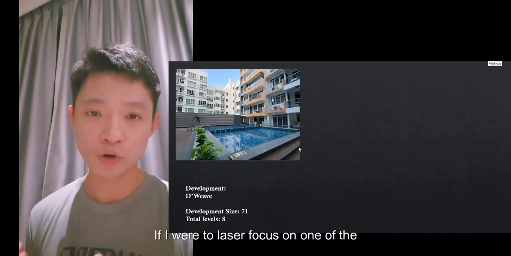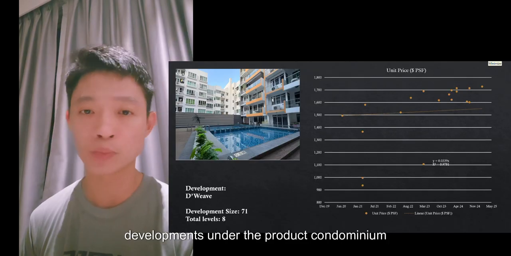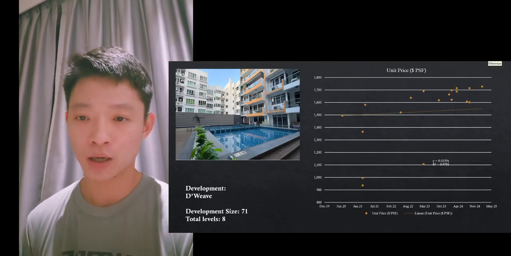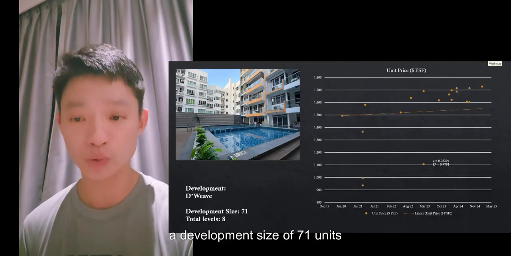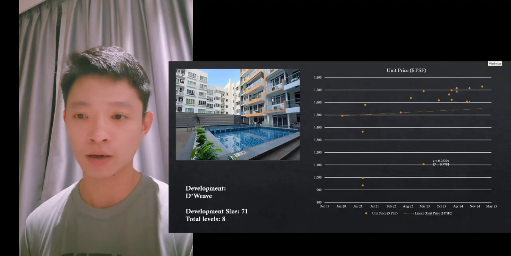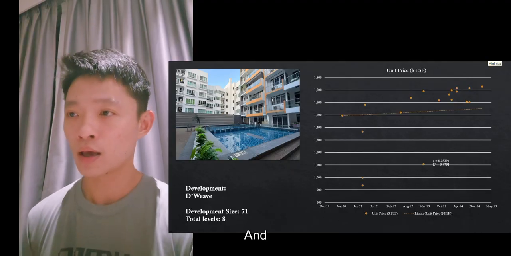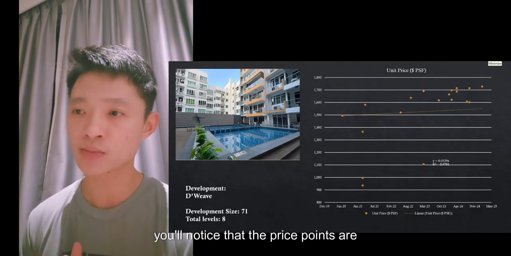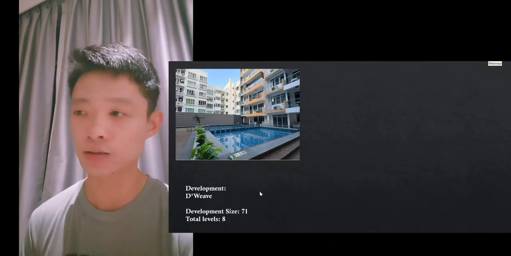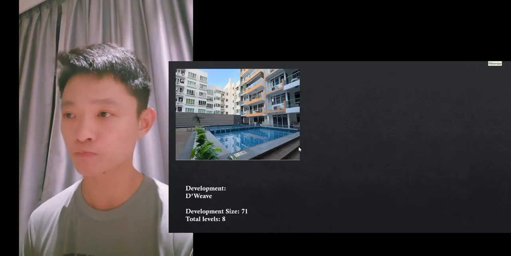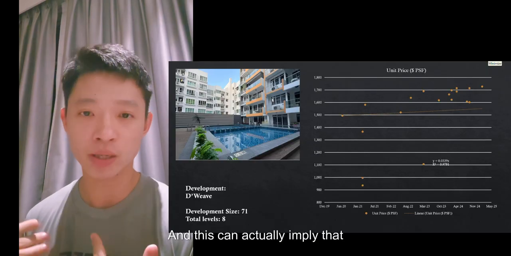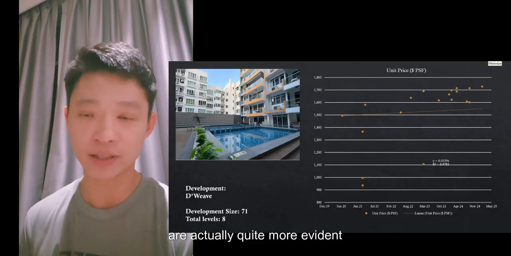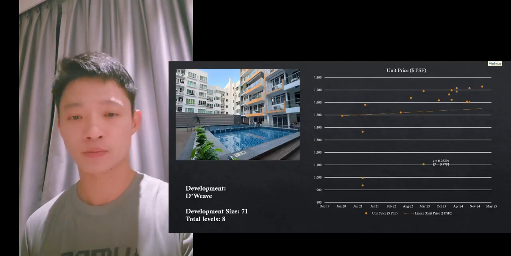If I were to laser focus on one of the developments under the boutique condominium category, you can take a look at The Wid. It's a development size of 71 units, total levels of 8. If you take note of the scatter plot, you'll notice that the price points are quite deviated away from the trend line. And this can imply that extreme price movements are more evident in the smaller developments.